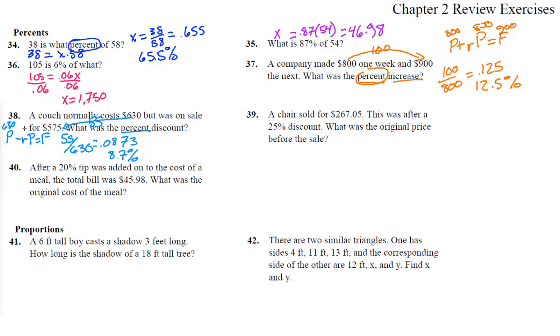Again, if we had the formula P minus RP equals F, we'd put a 575 in for F and a 630 for P in both places and solve it, subtract 630, and then divide by 630, and we'd get the R back out.